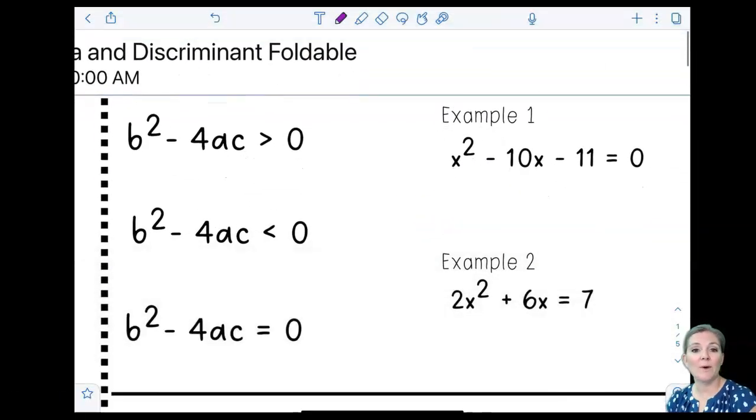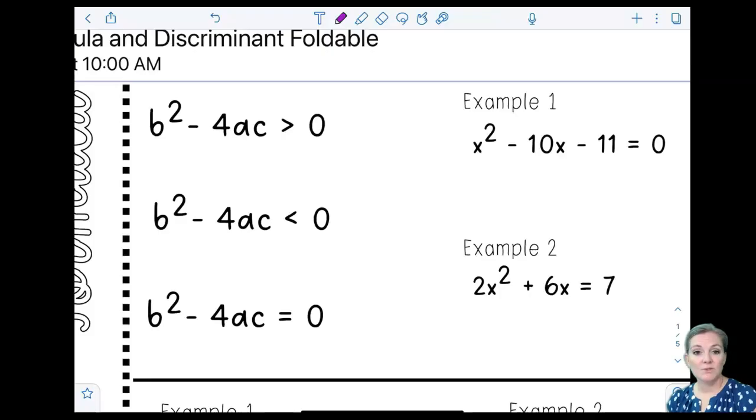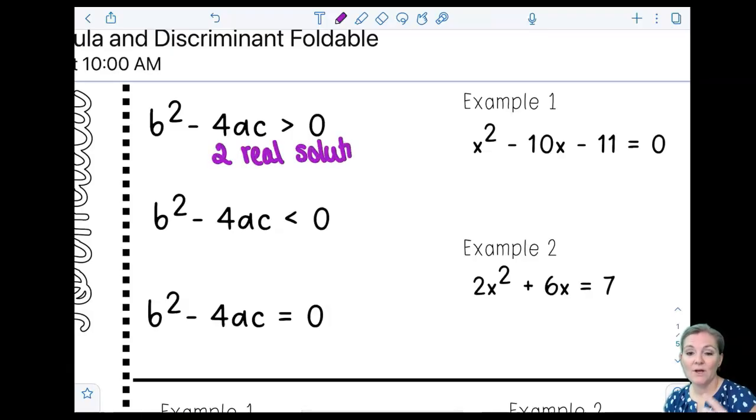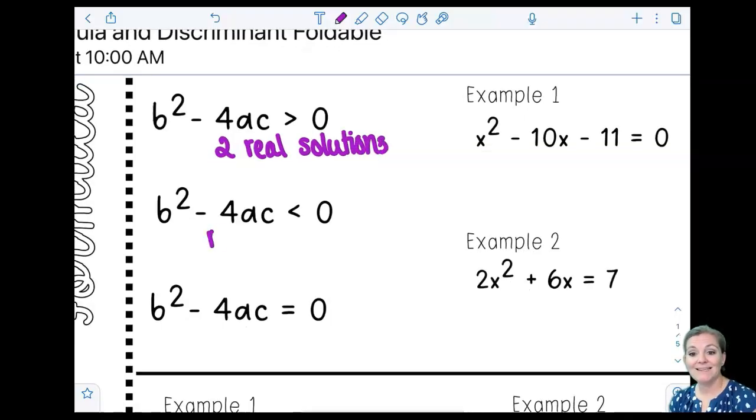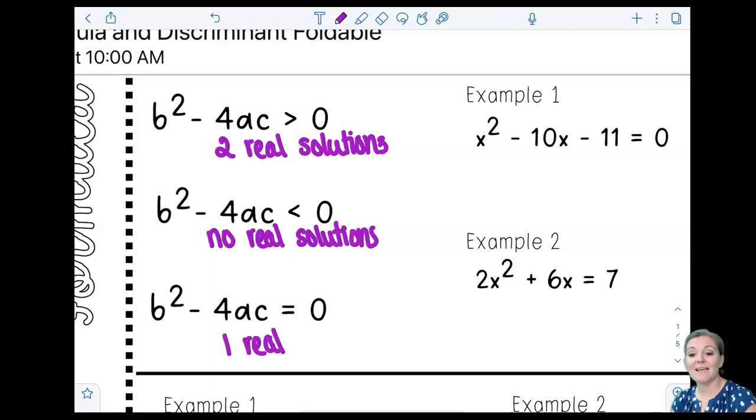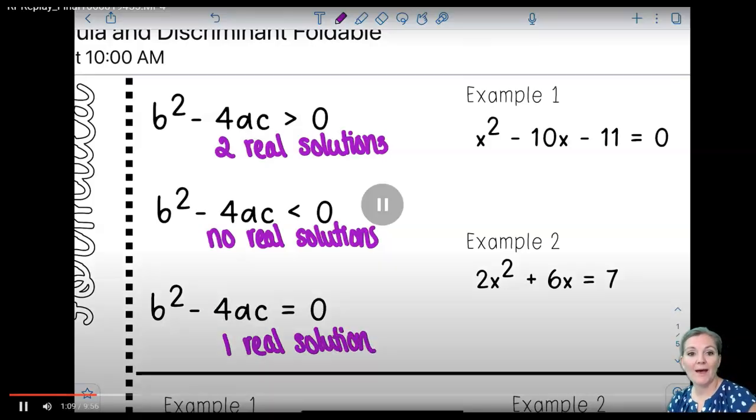So let's talk about when you have no solution, two solutions, or one real solution. If your discriminant, b squared minus 4ac, is greater than 0, you have two real solutions. If your discriminant is less than 0, you have no real solutions. What you have is imaginary, but we're not going there yet. And if b squared minus 4ac is equal to 0, you just have one real solution. So all you have is the x-intercept, and that's the high or the low point.